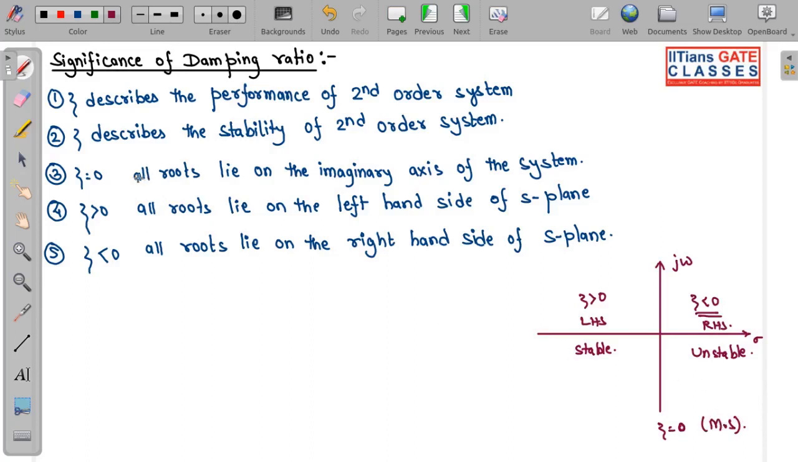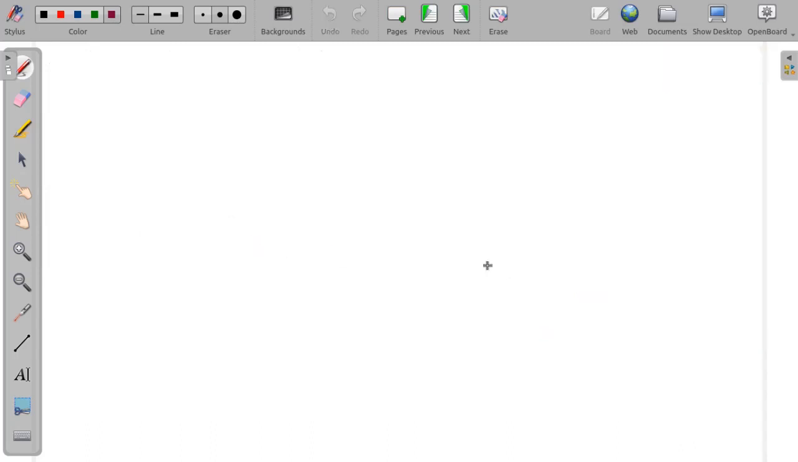So this is what I have written. Zeta equal to 0, all roots lie on the imaginary axis of the S plane. Zeta greater than 0, all roots lie on the left hand side of the S plane, and zeta less than 0, all roots lie on the right hand side of the S plane. Now let us see how to calculate the impulse response, or different responses, of your second order system.